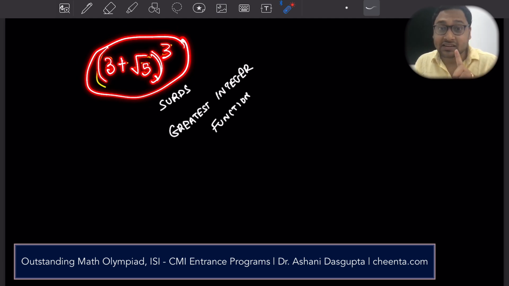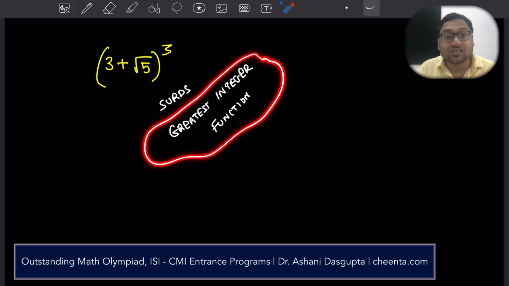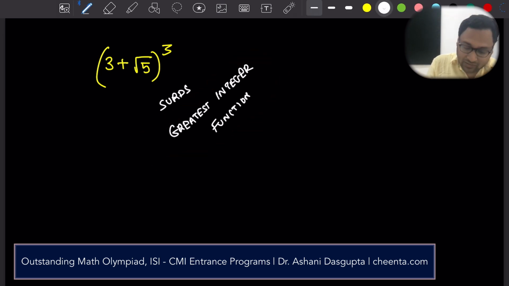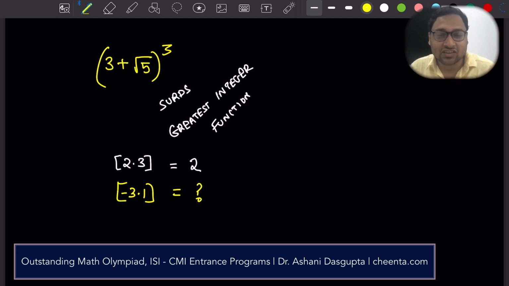The greatest integer smaller than this number is sometimes called the greatest integer function. For example, the greatest integer smaller than 2.3 is 2. Okay, what is the greatest integer smaller than negative 3.1? Can you give an answer in the comment section?